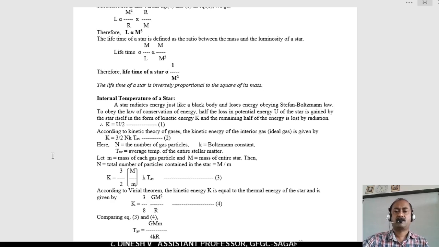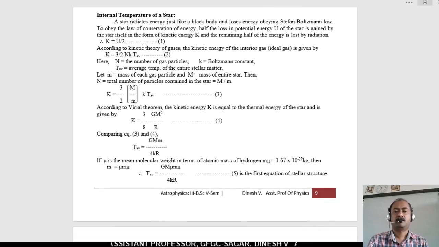Next expression is the internal temperature of a star. Let us see the internal temperature of a star. A star radiates energy just like a black body and loses energy obeying Stefan-Boltzmann law. To obey the law of conservation of energy, half of the loss in potential energy of the star is gained by the star itself in the form of kinetic energy, and the remaining half of the energy is lost by radiation. Therefore, the kinetic energy of the star becomes potential energy upon 2, that means half of the potential energy. Let it be equation 1.